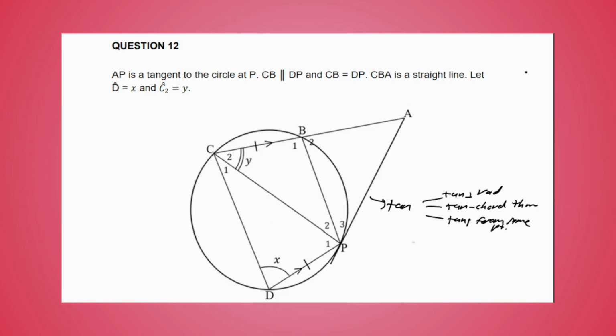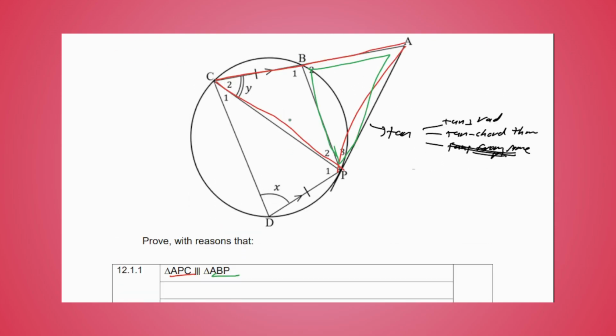Okay, that's a straight line. Let D be X and C2 be Y. Okay, again, it's only one tangent, so tangents from same point shouldn't be applicable here. Then they're asking you to prove this orange one and this green one to be similar, and they most likely already put it for you in the correct order.